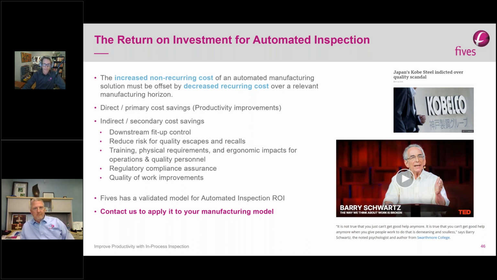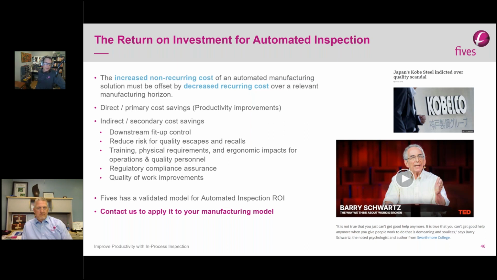That's pretty obvious. So in the previous slide, I outlined some of the primary cost savings or productivity improvements. And I wanted to highlight also there are indirect or secondary cost savings which are harder to assign a monetary value, but are still very real. So for example, the increased control over the process and optimized machine program has been shown to reduce the variability in your part stack up.